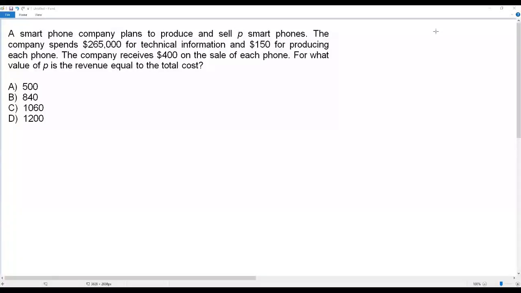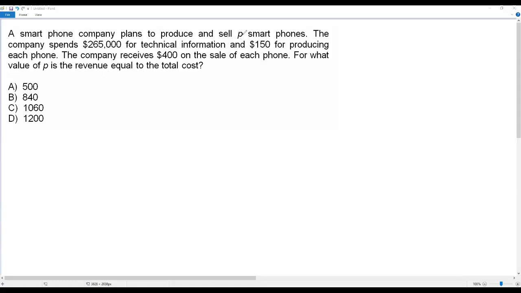Here we have a city math question. Okay, let's go with the information. A smartphone company plans to produce and sell P smartphones. The company spends $265,000 for technical information and $150 for producing each phone. The company receives $400 on the sale of each phone. For what value of P is the revenue equal to the total cost?